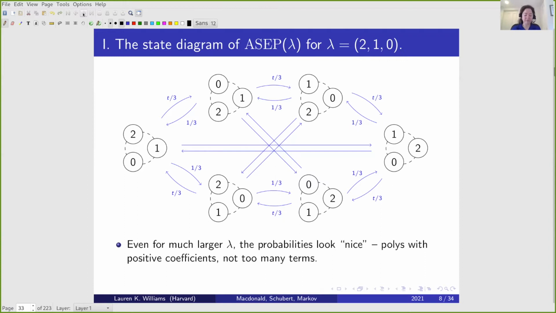But even for much larger lambda, the probabilities continue to look nice, where by nice, I mean they look like polynomials with positive coefficients with not too many terms. And so if you're a combinatorialist and you see the stationary distribution and you see you can express it using nice looking polynomials with positive coefficients, it's natural to ask, is there a combinatorial formula for all of these steady state probabilities? Okay, so maybe I should pause and see if there's any questions about the definition of the model.